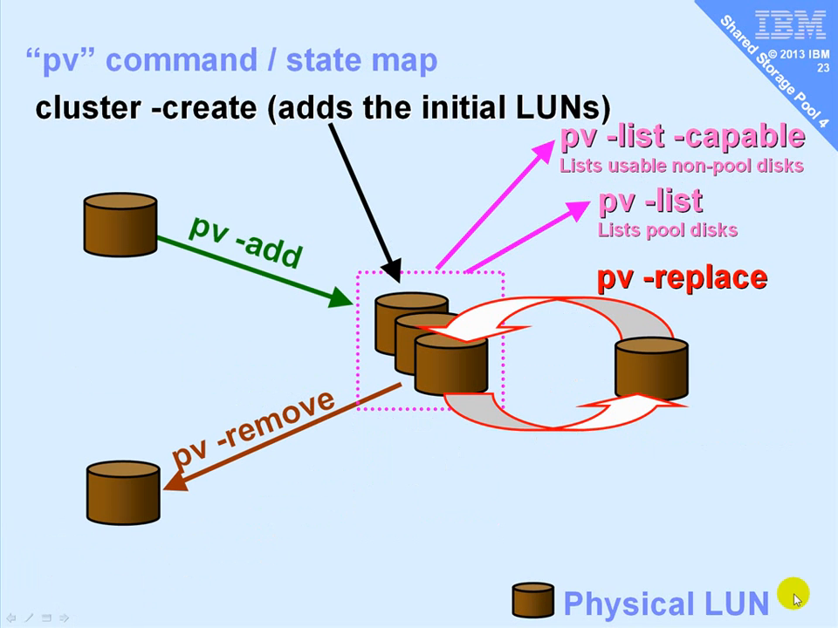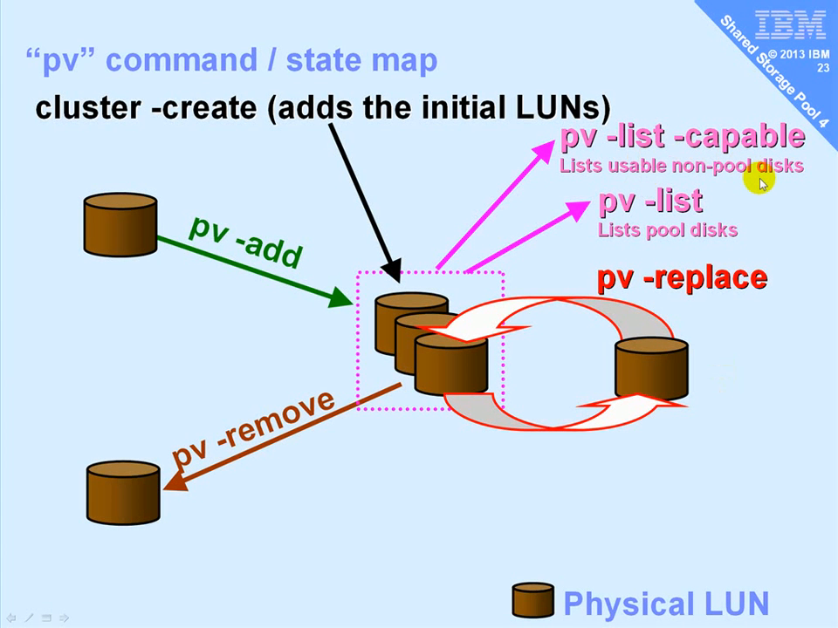If we're operating the shared storage pool without a failure group mirror, then we have the PV add. This will just add a LUN to the pool. The shared storage pool will then be spread out across that extra LUN to even out the I/O across them all. We have the PV list that will list the contents of the pool and the state of the pool. We have the PV replace, we've already seen that, where we can use that to actually migrate the pool onto a different disk subsystem. At the top in here we have the PV list minus capable.